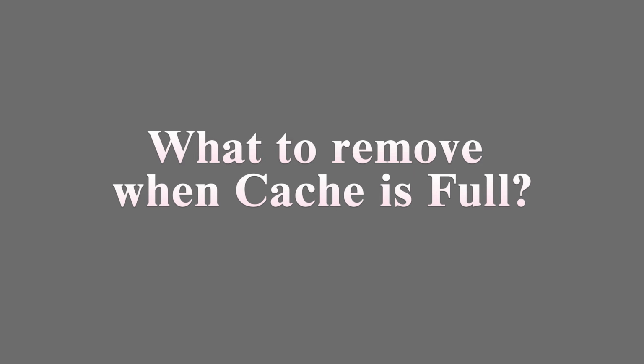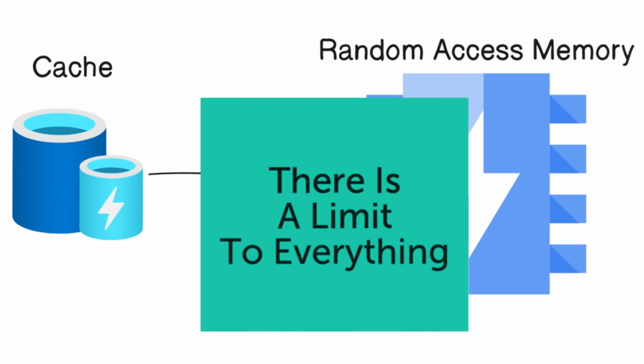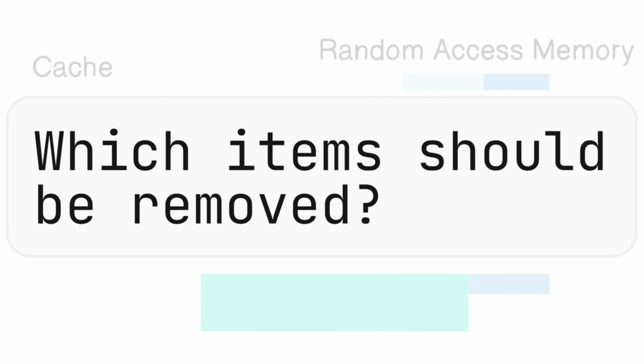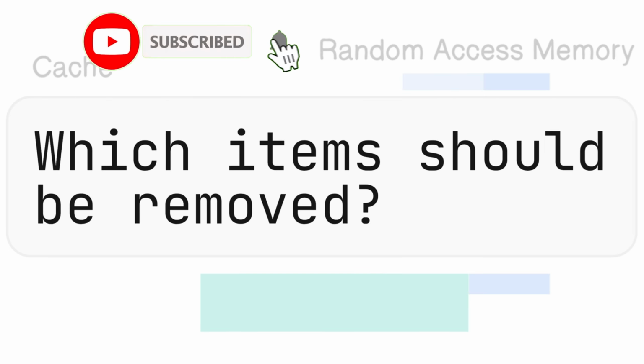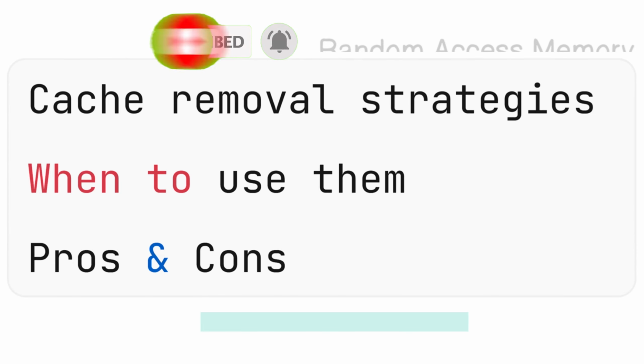What do we remove when the cache is full? As we know, cache storage is limited because it lives in random access memory. That means we cannot store everything in cache. So when the cache is full, we need a strategy to kick out some data to make space for the fresh entries. But the big question is, which items should be removed? That's exactly what we are going to break down today: different cache removal strategies, when to use them, and their pros and cons.